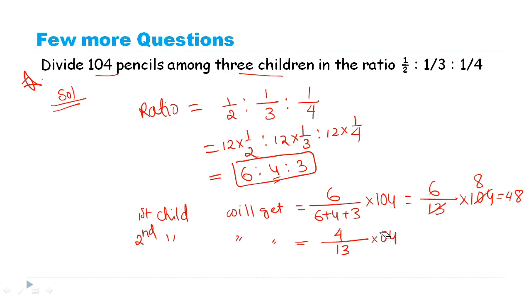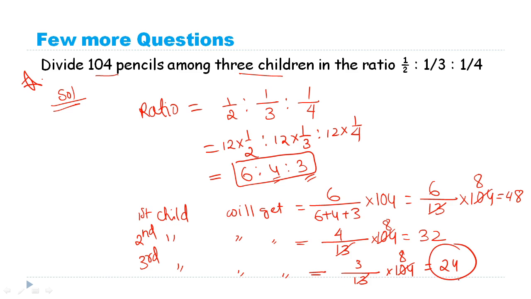And if you do the calculation, 13 8s are 104, so 8 4s are 32. So 32 pencils he will get. And the third child will get 3 parts out of this 13 parts into 104, and 13 8s are 104, so 8 3s are 24. So this way the third child will get 24 pencils, the second child will get 32 pencils, and the first child will get 48 pencils.